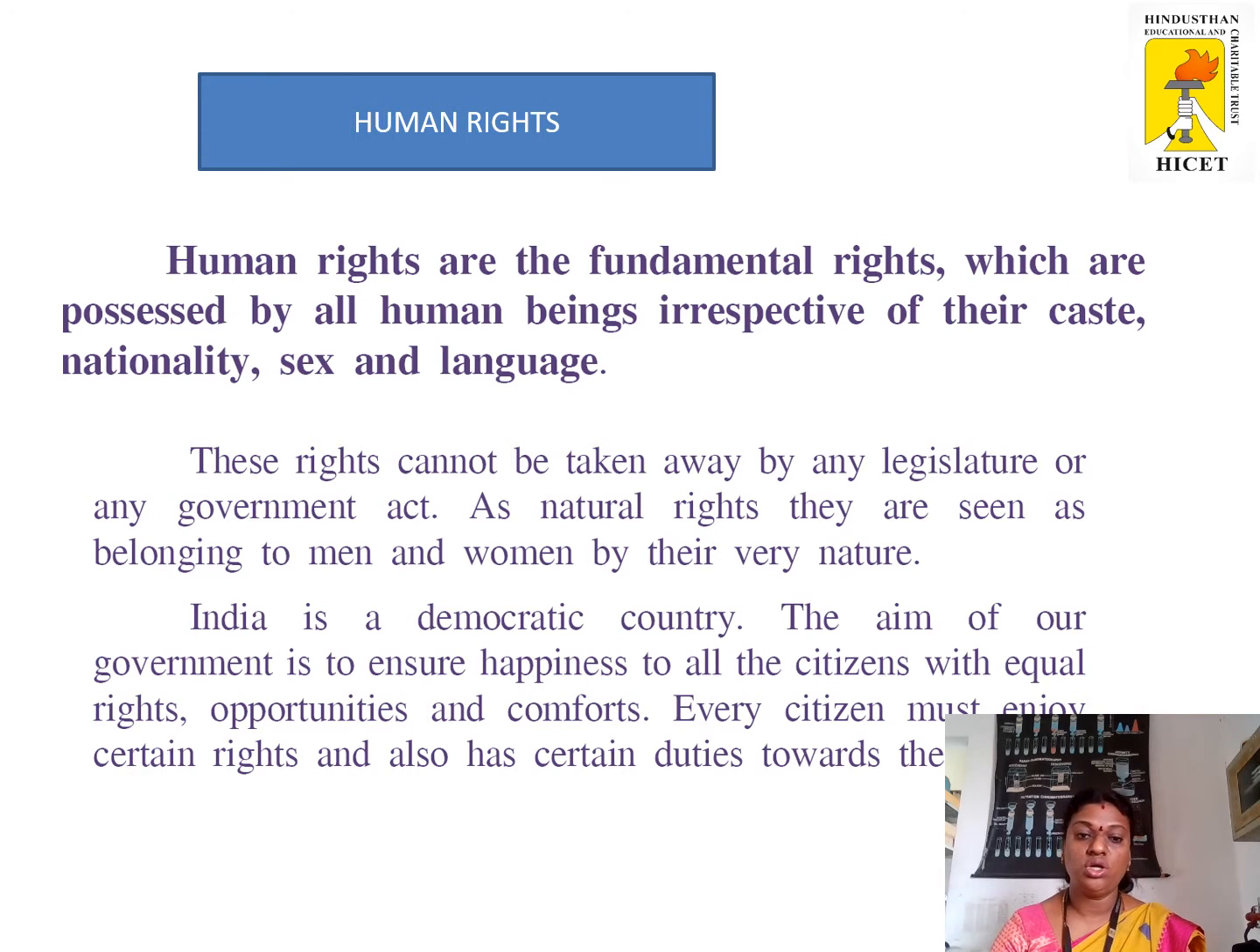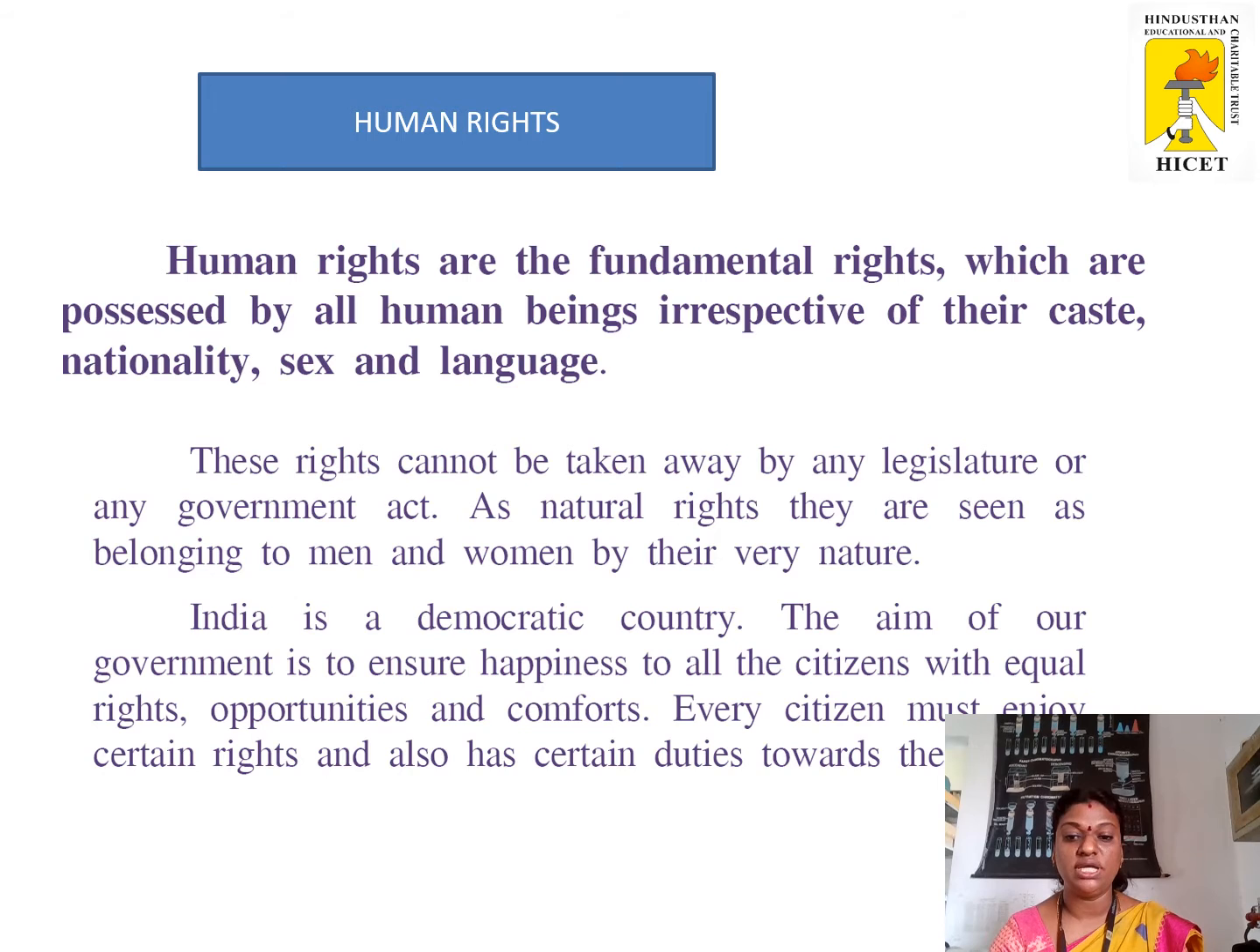First, we have to see what human rights are. Human rights are the fundamental rights which are possessed by all human beings irrespective of their caste, nationality, sex and language. These rights cannot be taken away by any legislative or any government act. As natural rights, they are seen as belonging to men and women by their very nature.